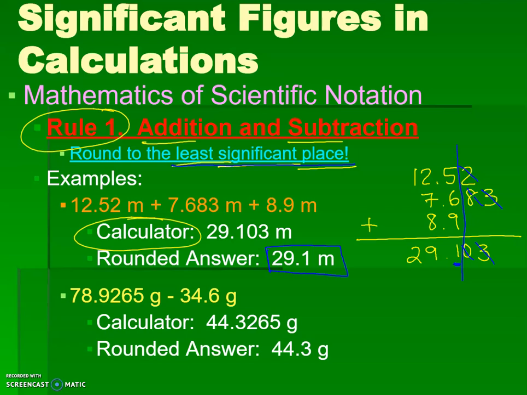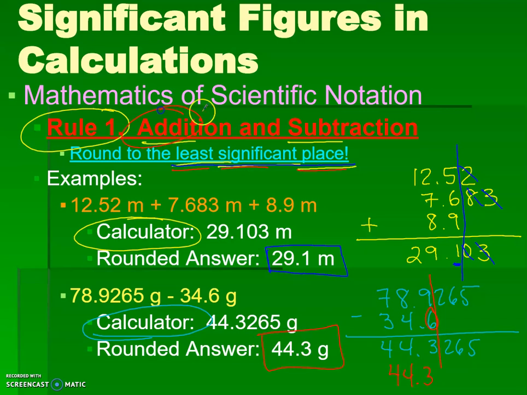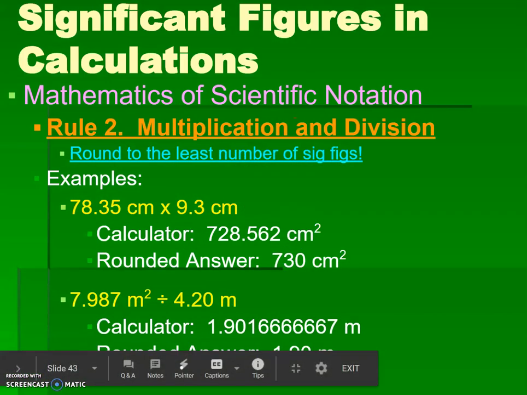The same thing is going to be true when we subtract. So if you have 78.9265 grams and you're going to subtract 34.6 grams, in the calculator, it'll say 44.3265. Again, we are going to round to the least significant place. So that means this tenths place right here, and we're going to round to 44.3. And that is our value right there. We don't tend to use addition and subtraction that much in chemistry. We do a lot more calculations with multiplication and division.